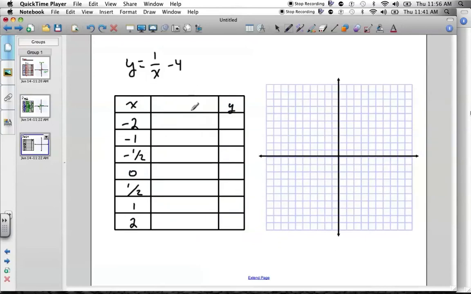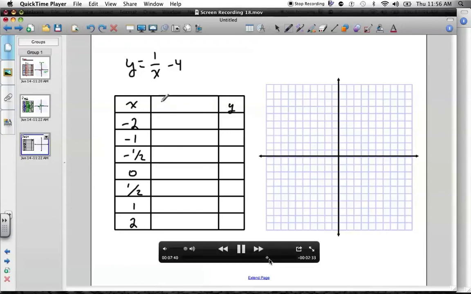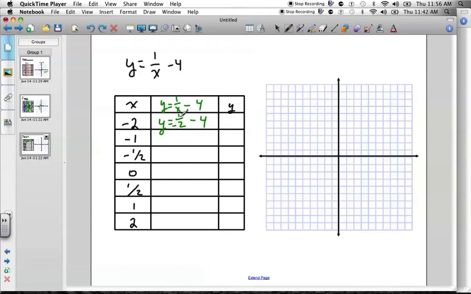Let's take a look at one more. Try this one on your own, and then come back and check, see if you get the right answer. You'll need to pause it. Here, what we're going to do is we're going to subtract 4 after we divide. So 1 over negative 2 minus 4, you're going to get negative 4.5.